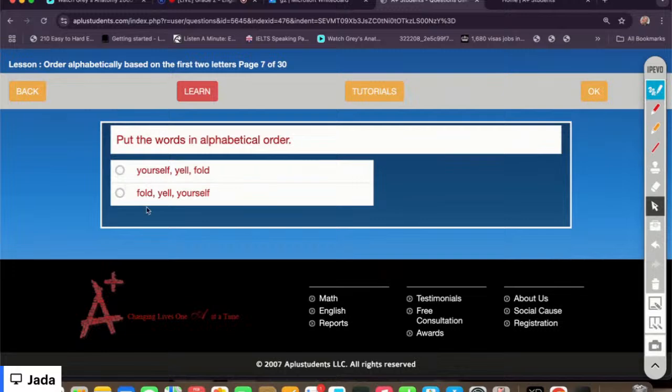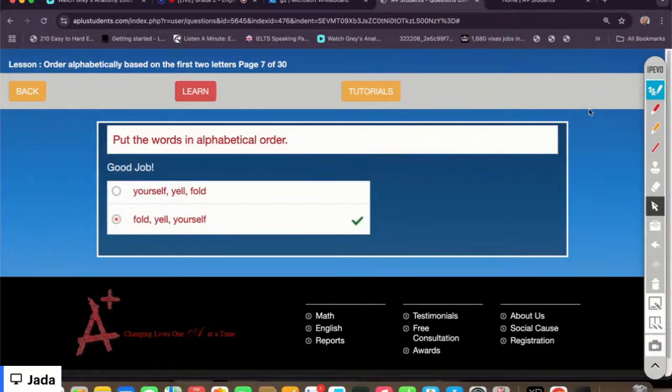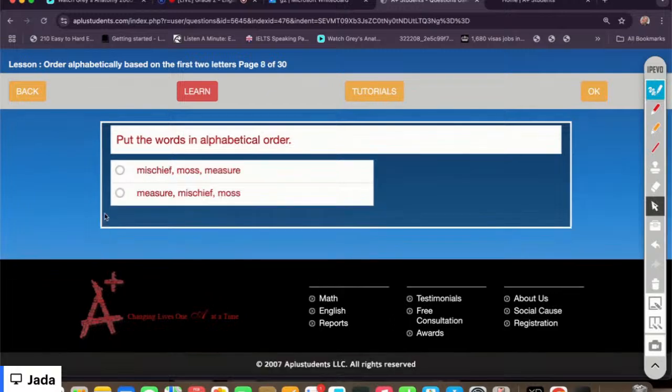So we have fold, because fold is F. So fold, option two. Thank you for your answers. Now we have mischief, moss, and measure. What's the right one for this?